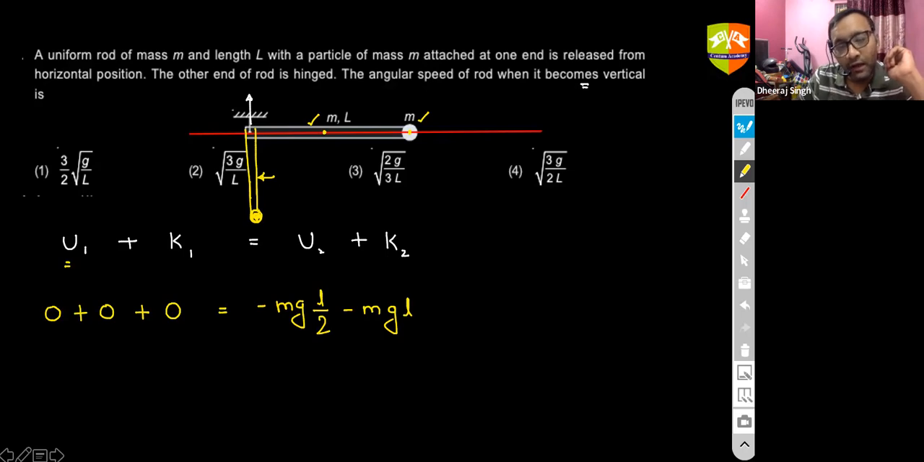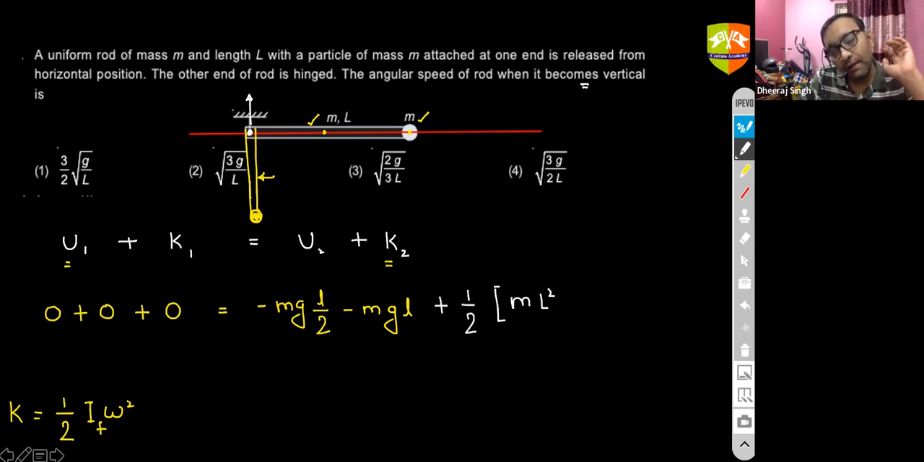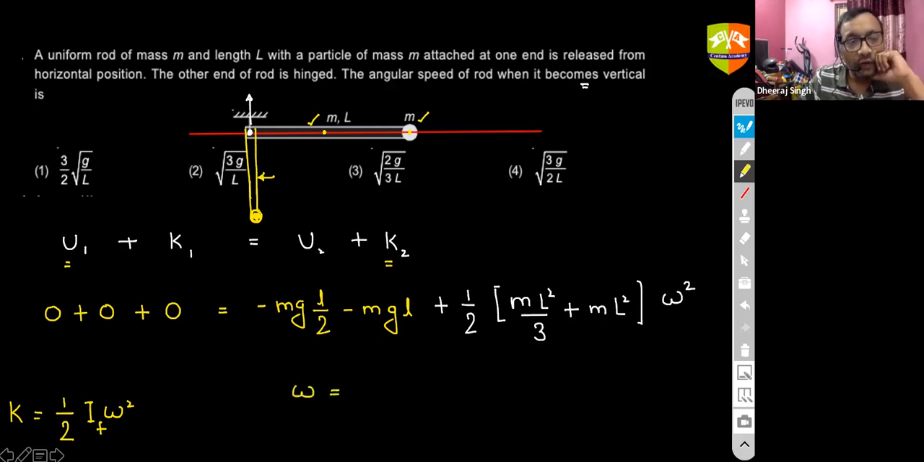Now kinetic energy. If there is a fixed axis, you can directly write it as half I about the fixed axis times omega squared. Is there a fixed axis? Clearly, there is a fixed axis. The hinge point is a fixed axis. So you can write it as half of the moment of inertia about the fixed axis, ML²/3 for the rod, plus for the point mass, ML², into omega squared. What do you get when you simplify this? Omega as option number one. I hope all of you are getting that.